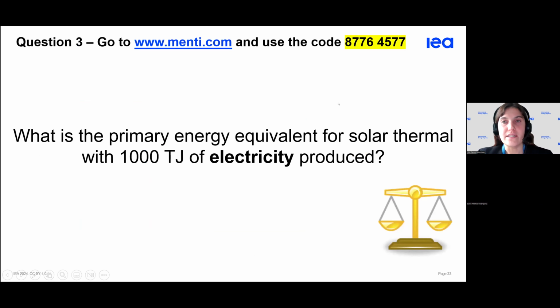So let's do a quick Menti. What is the primary energy equivalent for solar thermal with 1,000 terajoules of electricity produced?